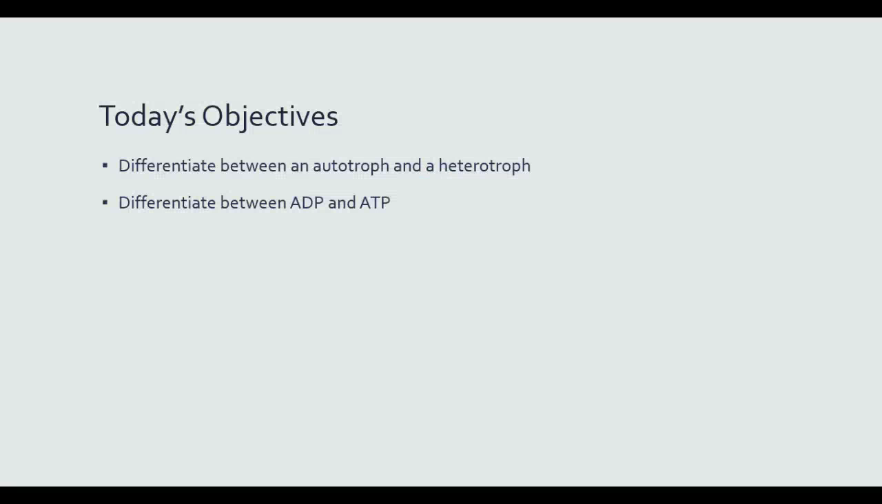Hey, welcome back everybody. We're heading into Chapter 8 and Chapter 9. Chapter 8 is on photosynthesis, Chapter 9 is on cellular respiration. Today's objectives are to differentiate between an autotroph and a heterotroph, and also to differentiate between ADP and ATP.